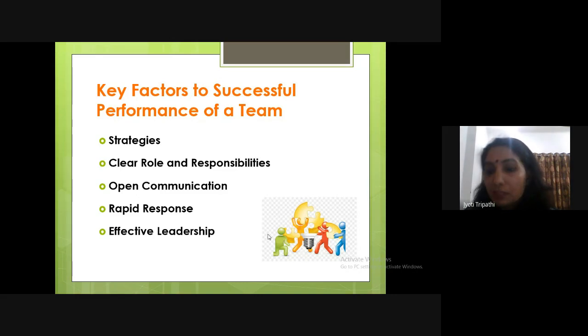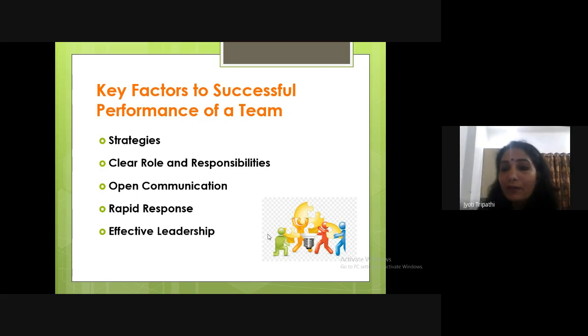The rapid responses must be given. If these are delayed, if no one is lending an ear, no one is paying attention to the issues of team members, they would take it in a very lethargic manner, and they would say that nobody is lending an ear in this organization. There is no point in sharing our views. So let's just go with the flow of the process.